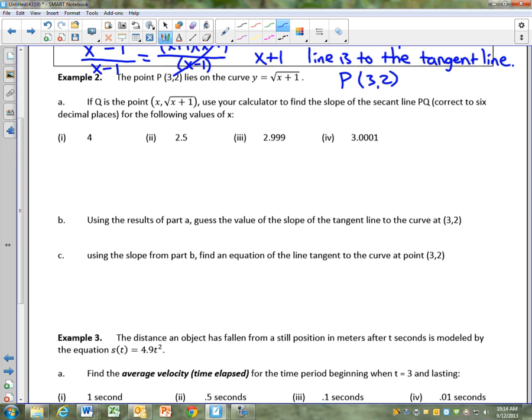So here's what I want to do. It says if Q is the point (x, square root of x plus 1), use your calculator to find the slope of the secant line PQ, correct to 6 decimal places. Do you have a blank page on the back side of your notes? Okay, let's draw the shape there. What does the square root of x plus 1 look like?